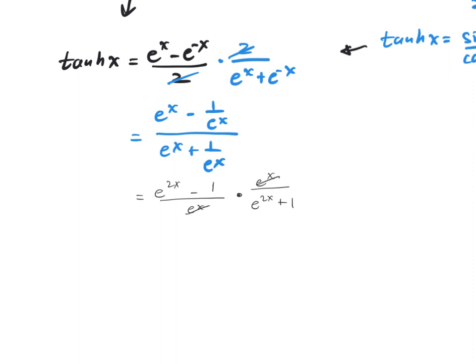This cancels again, so you end up with e to the 2x minus 1 over e to the 2x plus 1, which is exactly what you wanted to show. There are many ways to simplify the algebra, so this is one of the easiest ones, but this is definitely not the only way to simplify. You could just find the LCD from the start here, but it's up to you. As long as you use a legal way to do this, it's fine.